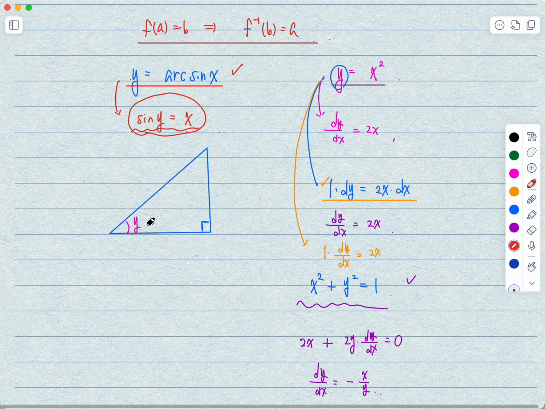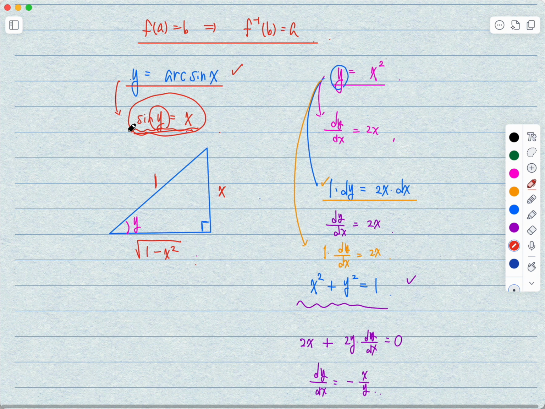And then you can think of a right angle triangle. So y, this angle, is going to be here. This is opposite. As you know, SOHCAHTOA, so sine is opposite over hypotenuse. So suppose the opposite is x and the hypotenuse equals 1. So sine y equals x over 1. Perfect. And then by the Pythagorean theorem, you can get the adjacent side, square root of 1 minus x squared.